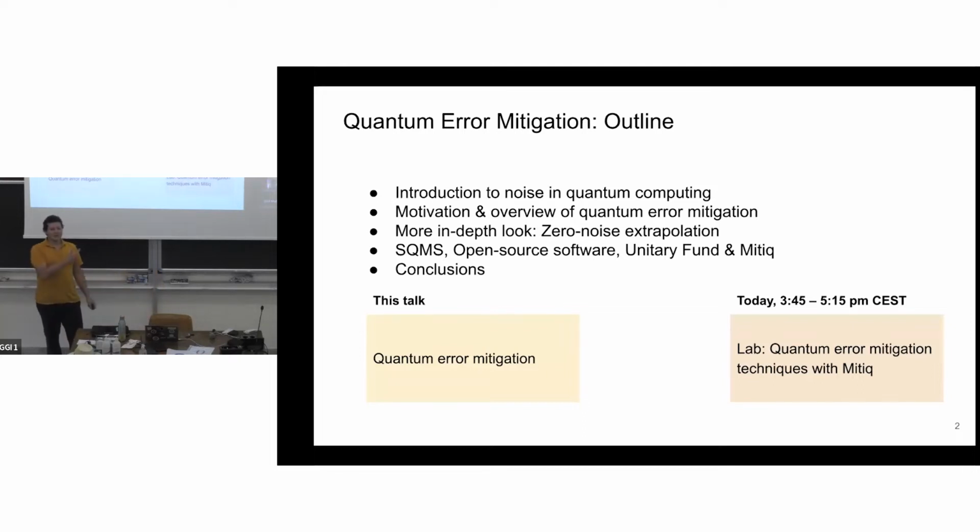So this is the outline of today's talk. I will give a brief introduction to noise in quantum computing, also given the diverse and broad background that I see here from the audience and the students. Hopefully a motivation and a brief overview of quantum error mitigation techniques. And then we will zoom in into one specific technique, zero noise extrapolation, which will also be the subject of the hands-on exercise that will be led by Andrea Mari this afternoon.